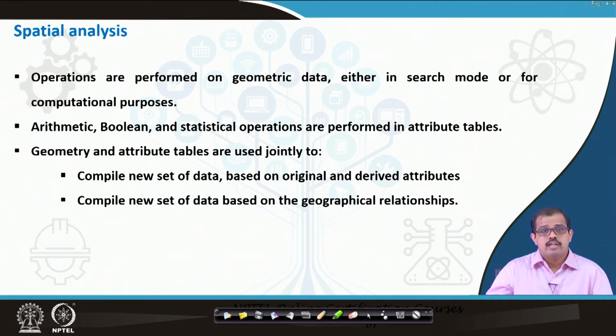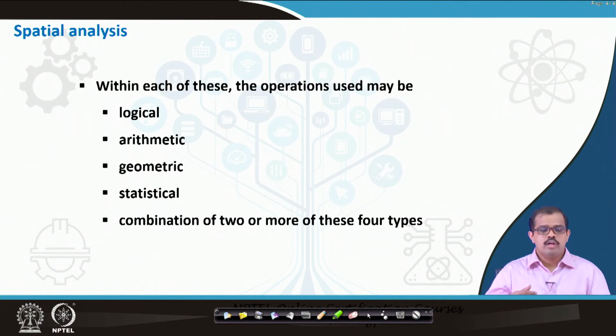Then you can use the same data for your analysis, and compile a new set of data based on geographical relationship. What is the relationship between the geographical data? That also you can do with spatial analysis. With each of these, the operations used may be logical, arithmetic, geometrical, or statistical, or a combination of two or more of these four types. So basically there are four types where operations can be done: logical, arithmetic, geometry, and statistical.